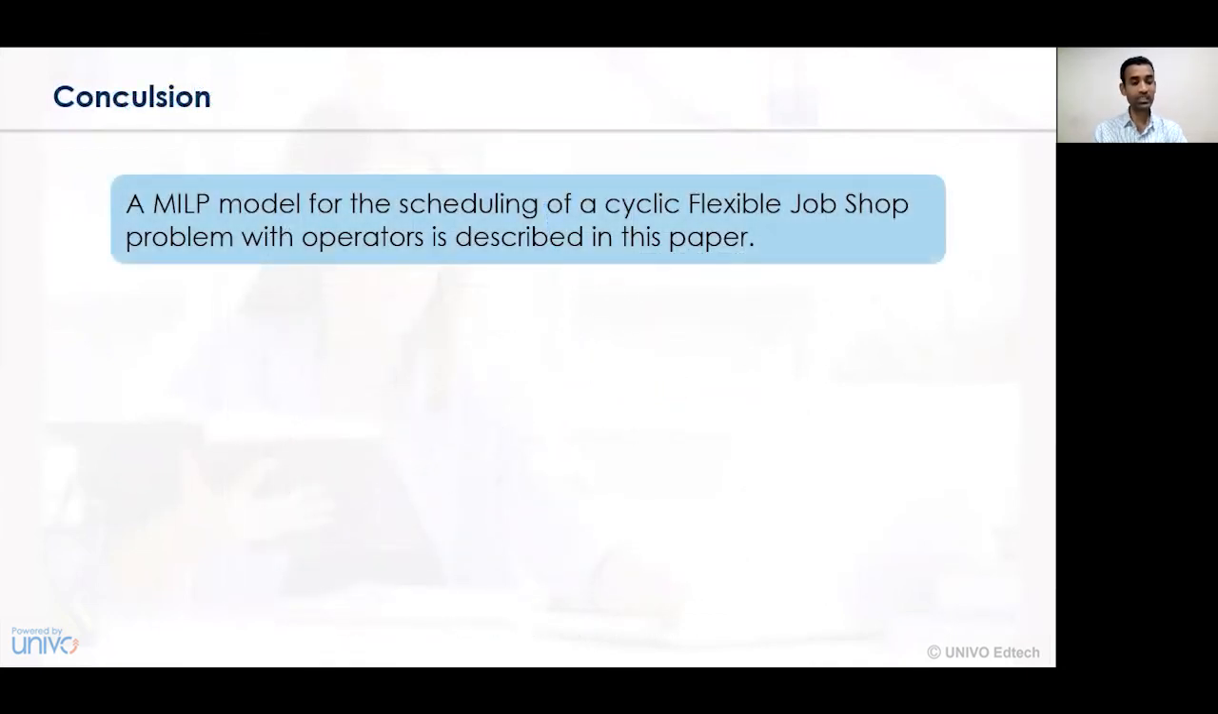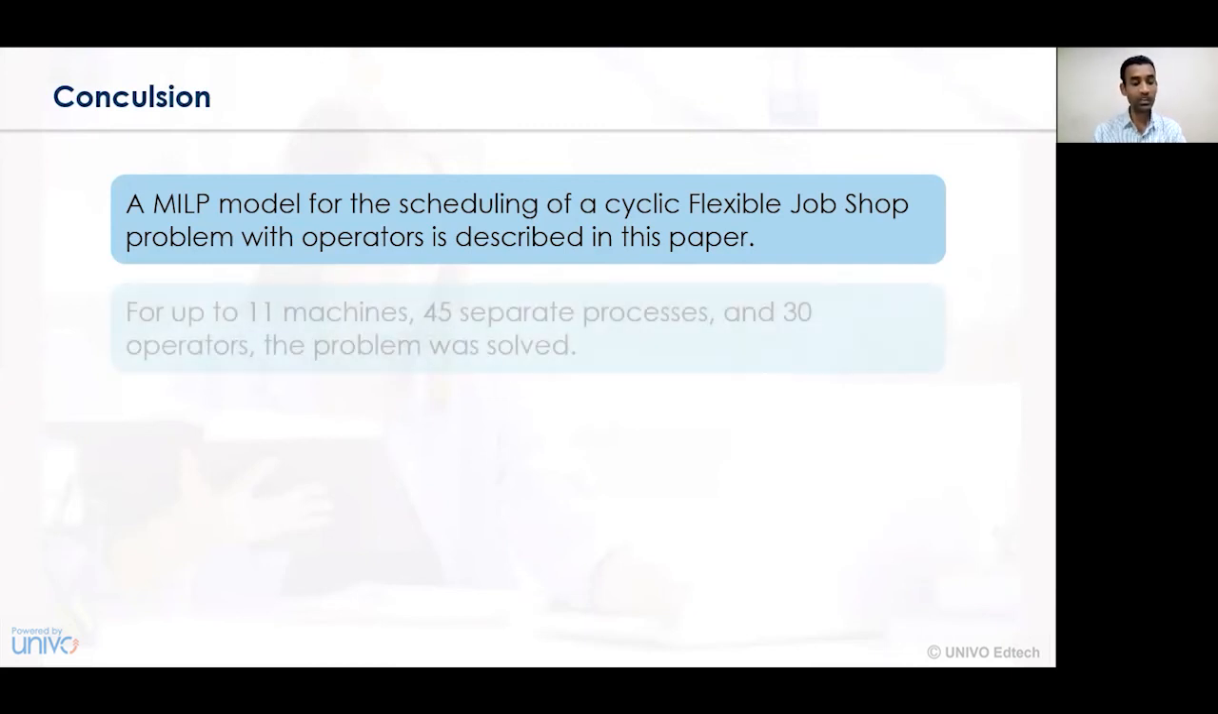So now let us understand what the outcomes of this particular case study are. The implementation of a MILP model for the scheduling of a cyclic flexible job shop problem with operators is described in this research. The case study focuses on how we implement a MILP model and what scheduling activities can be undertaken in the aerospace industry. Up to 11 machines, 45 separate processes, and 30 operators were solved.